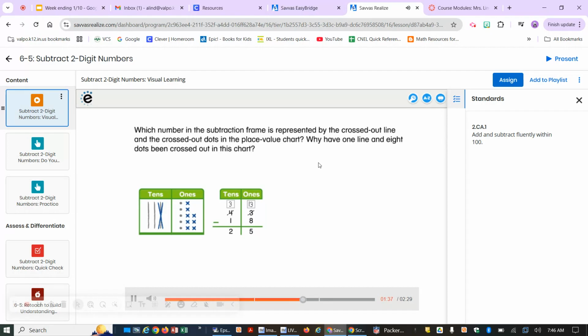Which number in the subtraction frame is represented by the crossed out line and the crossed out dots in the place value chart? Why have one line and 8 dots been crossed out in this chart?